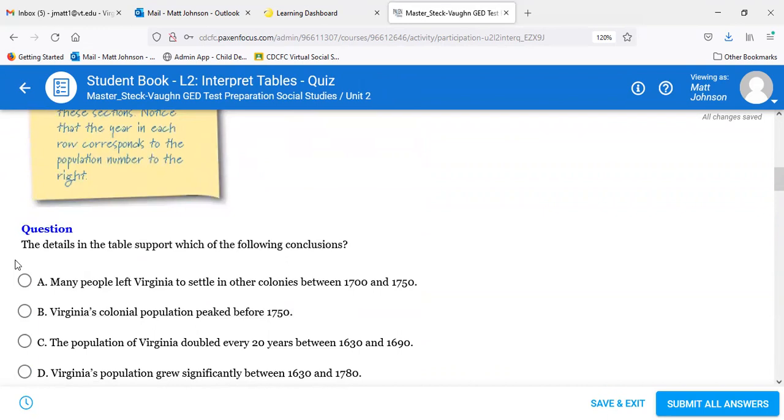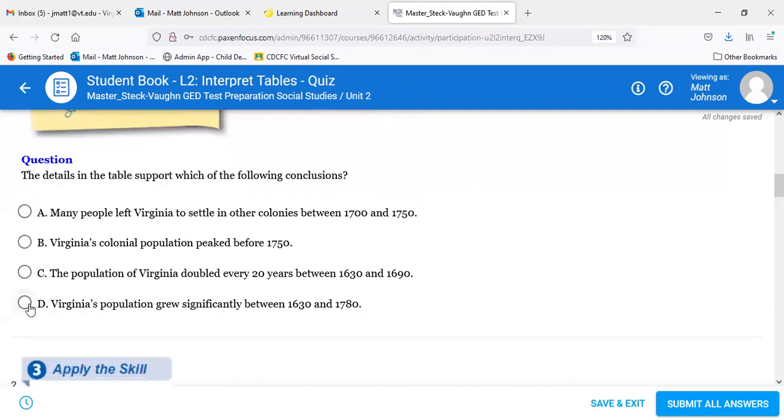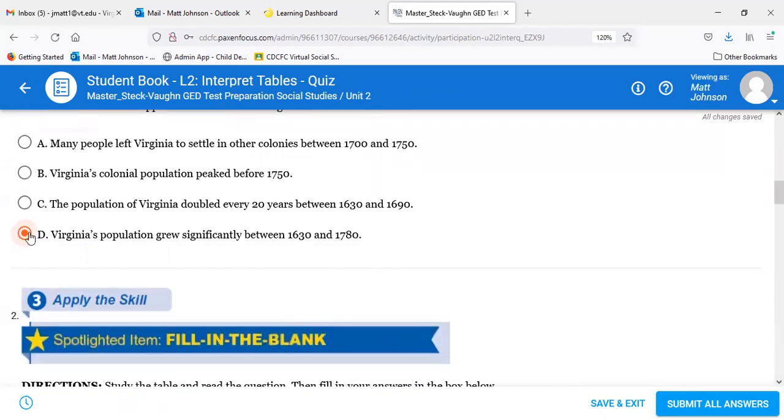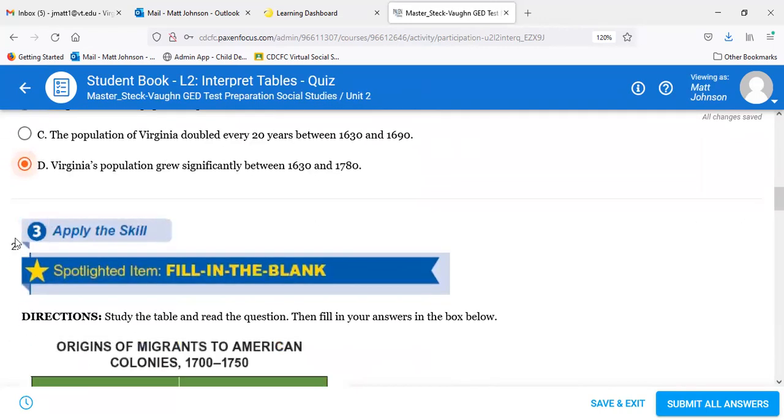Okay, and looks like the same question we had before. So the details in the table support which of the following conclusions? And we already know that answer, right? It's D as in dog. And she gave us a pretty good explanation of how we track that information and come to that conclusion. All right. So number 1, D as in dog.